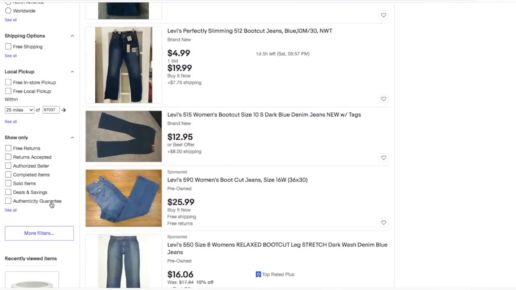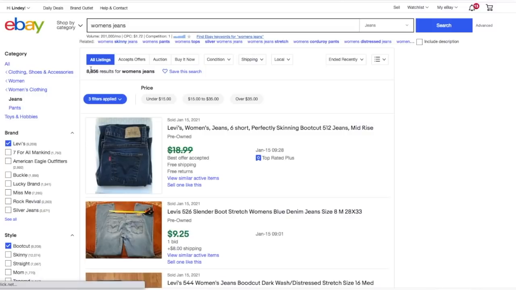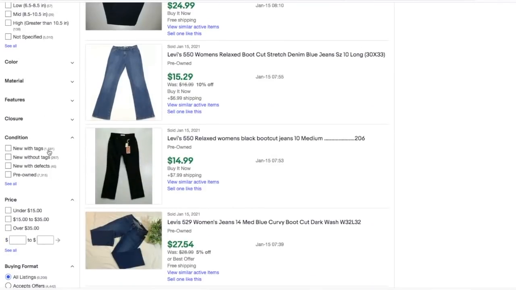In order to do that, we need to see the solds. There are 8,856. And then just for curiosity's sake, we can see that 1,581 of those are new with tags. The majority are pre-owned. So there is 8,856 sold, but over 7,000 of them are pre-owned. So that tells me that in Levi's, pre-owned does have a market because the majority of the solds are pre-owned.